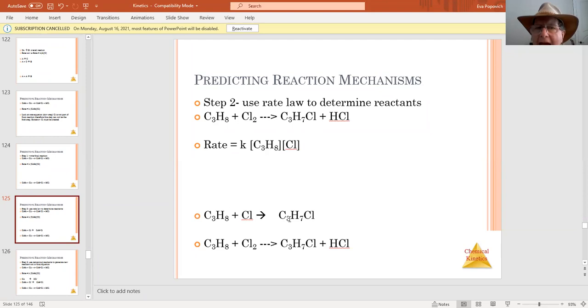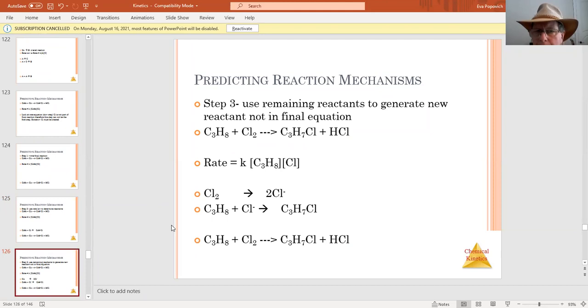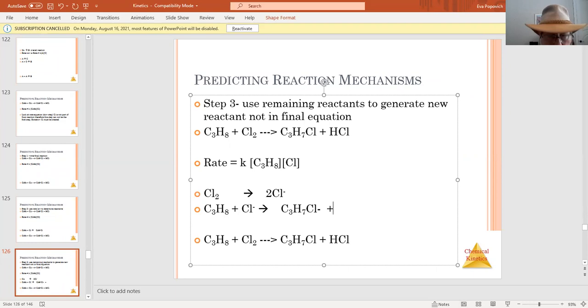So I have to create Cl's. The simplest way is I can take Cl2, which makes two Cl's. C3H8 is reacting to make a compound plus an H. All right, so I've got my final product in there.